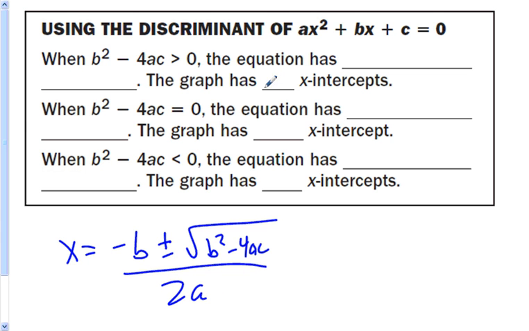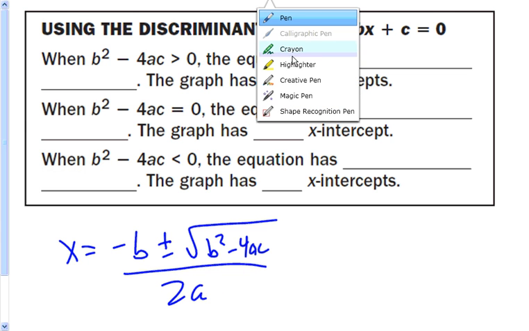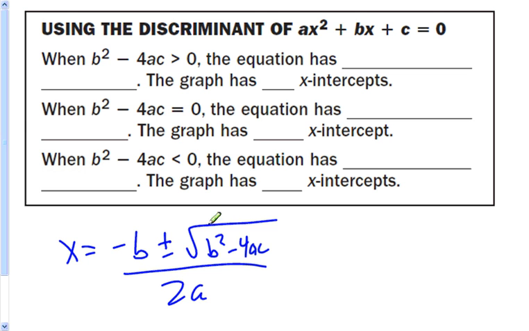The portion underneath the radical sign, that would be this part right here, b squared minus 4ac, that is the discriminant. And the discriminant gives us some information about the number of solutions and what kind they are. So b squared minus 4ac. Now if you were to calculate the discriminant, b squared minus 4ac, and you get a number that is greater than 0, that's just saying you get a positive number.